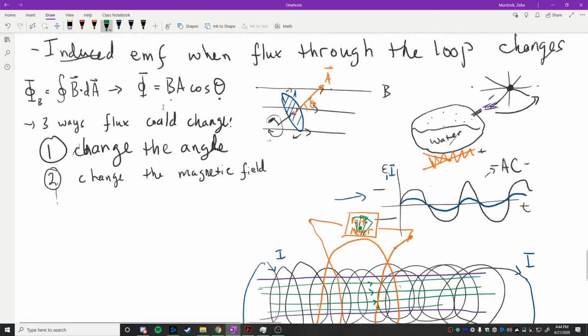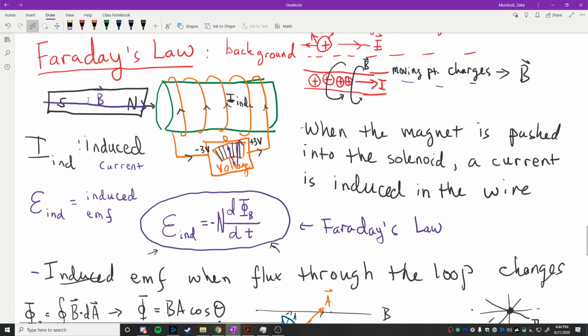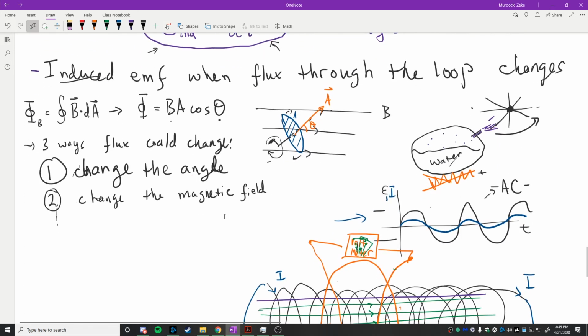The other example of how you can change the magnetic field I showed you up here, you can simply move the magnet inside of here. That changes spatially where the magnetic field is over time, and as a result, it changes the flux as well. Okay, do you guys have any questions?